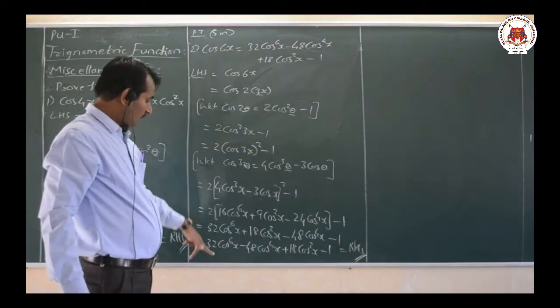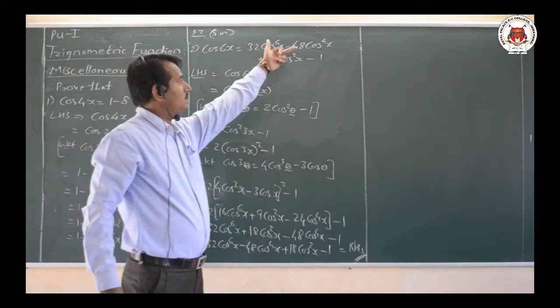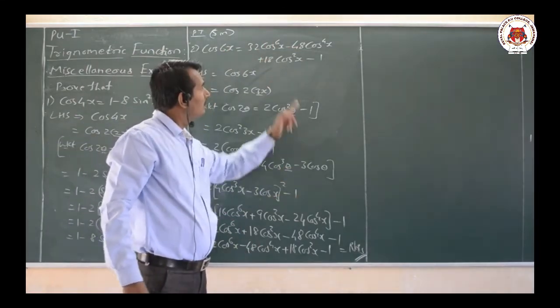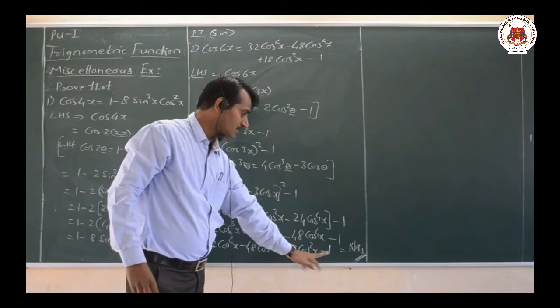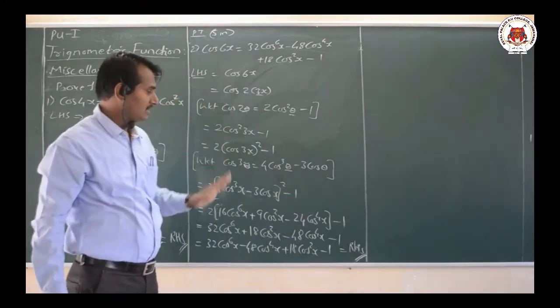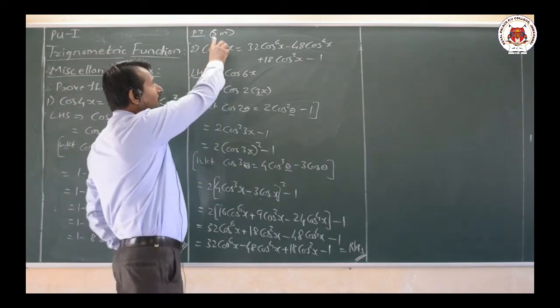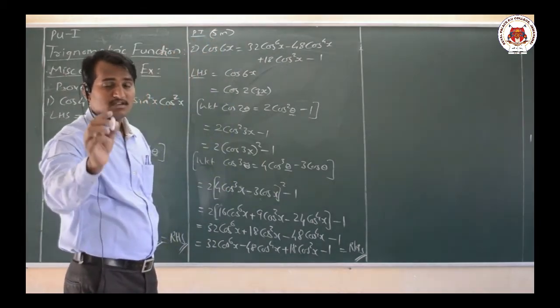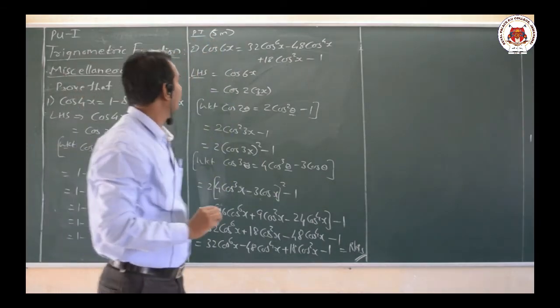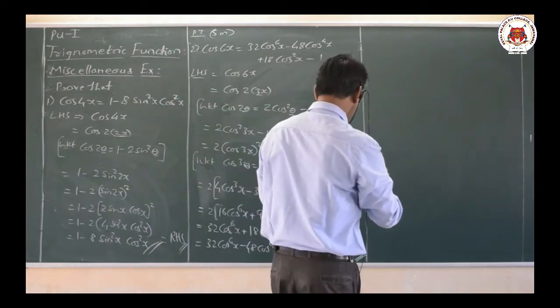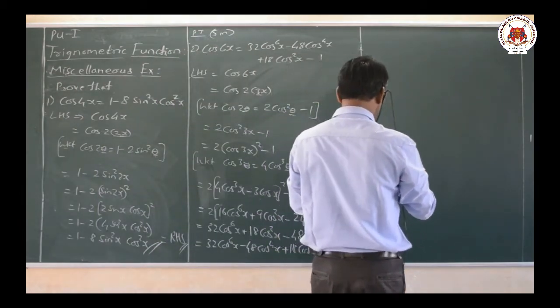That is 32 cos raised to 6x minus 48 cos raised to 4x plus 18 cos square x minus 1. That is your required result. Very simple and easy example, and hence important also for how many marks, dear students? 5 marks problem. Okay. Now let us begin with our miscellaneous exercise problems.